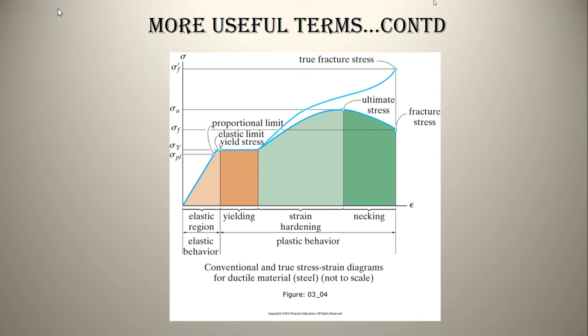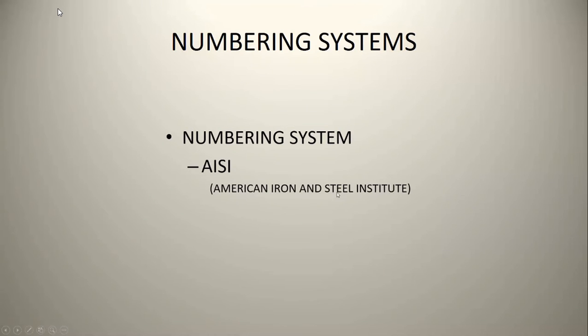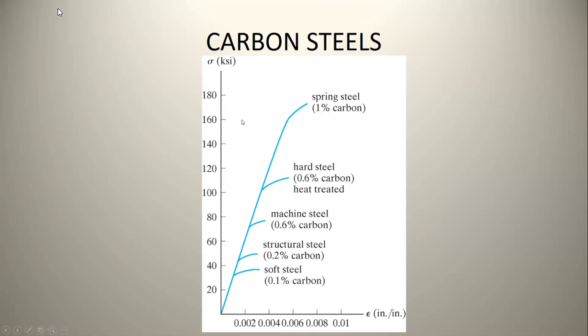I guess we are ready now to look at some problems. There's something on numbering system. There are two numbering systems. One is the AISI, American Iron and Steel Institute, and then there is the Society of Automotive Engineers. They both have their own systems, and they depend upon the carbon percentage in the steel alloy. For example, carbon steel: you take wrought iron and then you start increasing carbon percentage. Based on that, the properties vary.